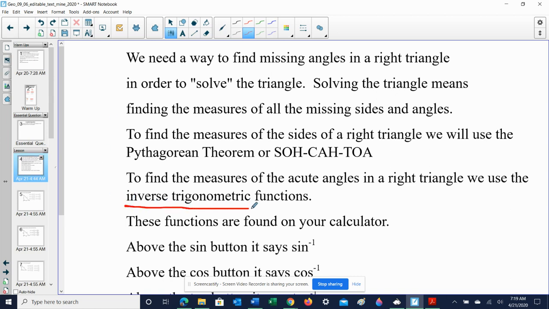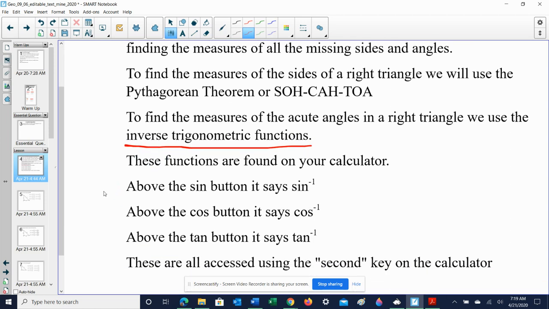These here, inverse trig functions. The inverse trig functions are on your calculator. All you have to know is where those buttons are. It just means that's what we're going to use to find an angle. They're above the sine button, the cosine button, and the tangent button. What does that look like?